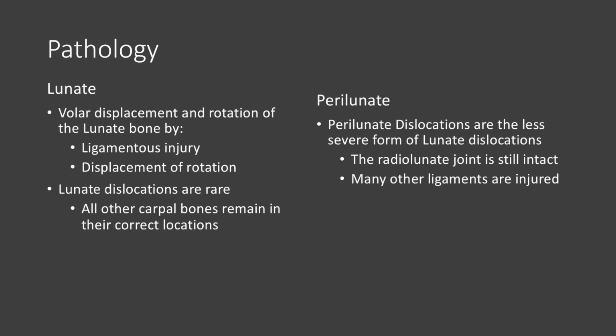Pathology of a paralunate dislocation is the radiolunate joint is still intact, but many other ligaments are injured. And a paralunate dislocation is the less severe form of a lunate dislocation.